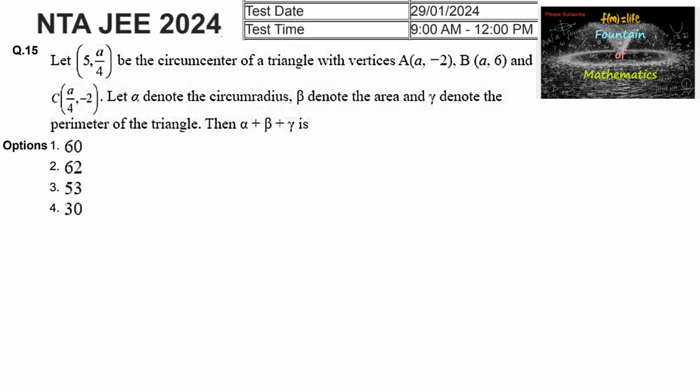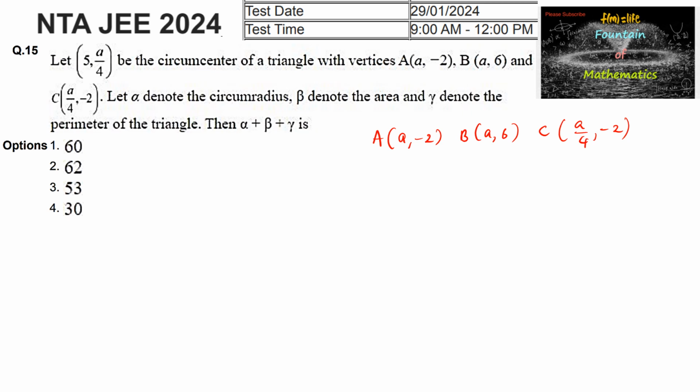Let phi comma a upon 4 be the circumcenter of a triangle with the vertices A (a comma minus 2), B (a comma 6), and vertex C given as a upon 4 comma minus 2, where alpha is the circumradius, beta is the area of the triangle, and gamma is the perimeter of the triangle. Then find the sum alpha plus beta plus gamma.